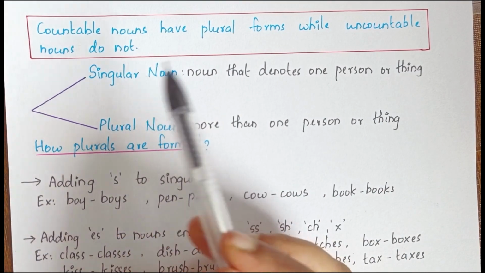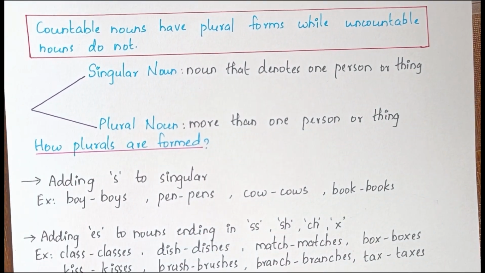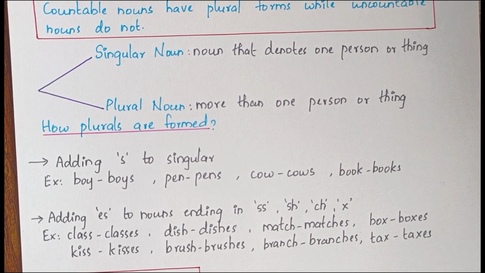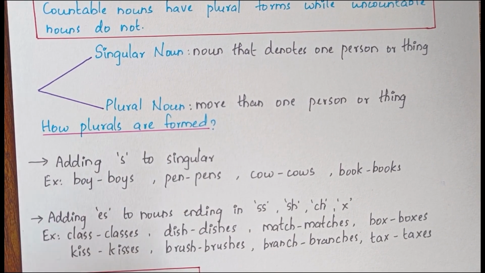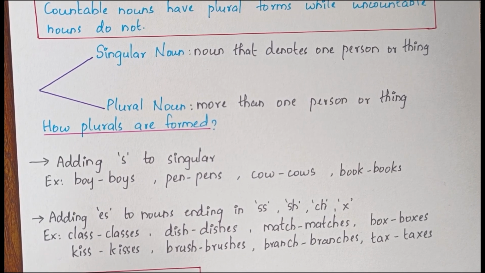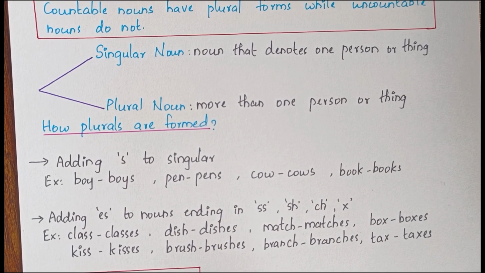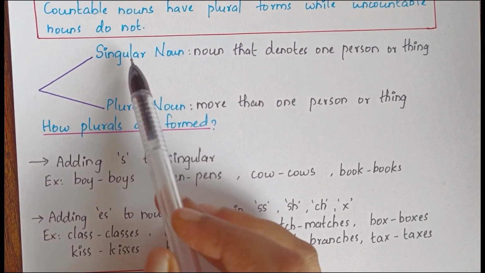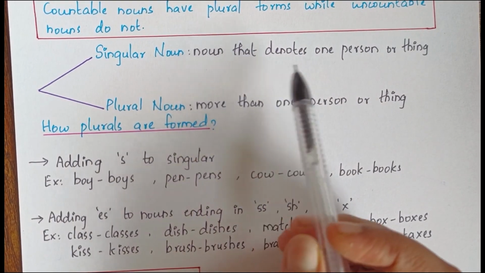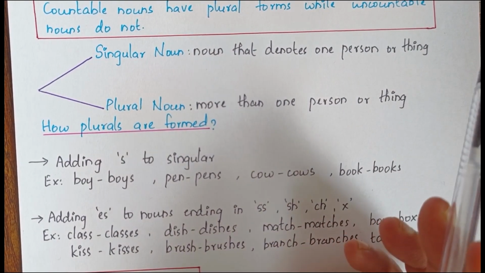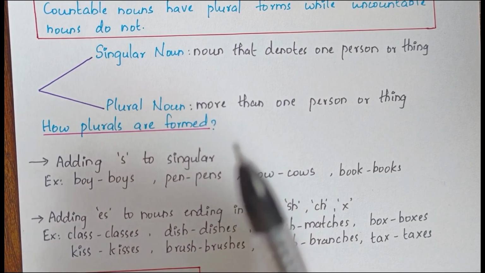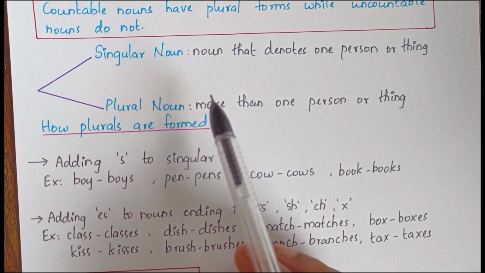Then the next important classification of noun is singular noun and plural noun. You have so many grammar rules related to singular noun and plural noun, which will be very important for spotting the errors and sentence improvisation. So, a singular noun is a noun that denotes one person or a single thing. Then it's a singular noun. While plural noun is something which denotes more than one person or thing.